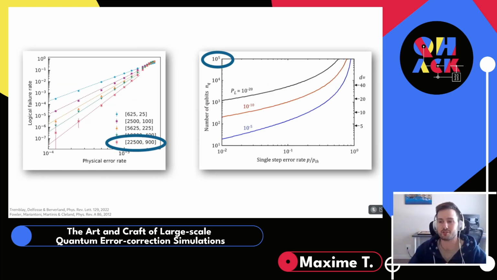But by searching the literature a little bit, I'm just showing two figures here. The exact meaning of the figures is not really important. The thing that you should focus on is what I've highlighted in blue. On the left figure, you see that they go up to 22,500 qubits. And in the right figure, they go up to 10 to the 5 qubits, so 100,000 qubits, which is quite a big amount of qubits. And they are able to perform a numerical simulation using a classical computer. So there must be a trick, and this is what I'm going to present.